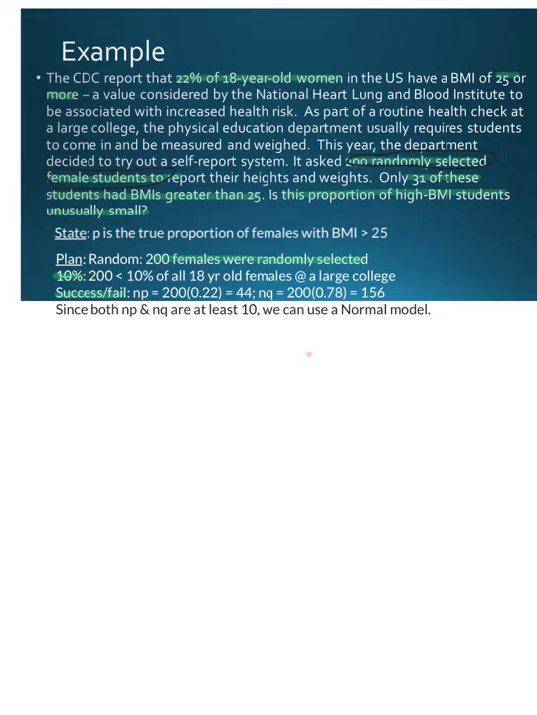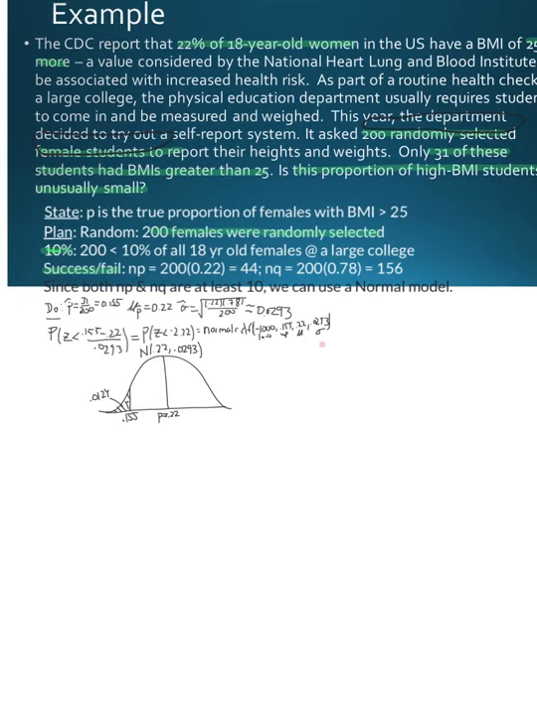So step 3 is our do statement. This is where we're going to do all of our math. So for our do statement, the first thing that we are going to do is identify what our sample proportion is. So we would write p-hat equals 31 over 200. And we get that 31 because up in the context, note that it says only 31 of these students had BMIs greater than 25.